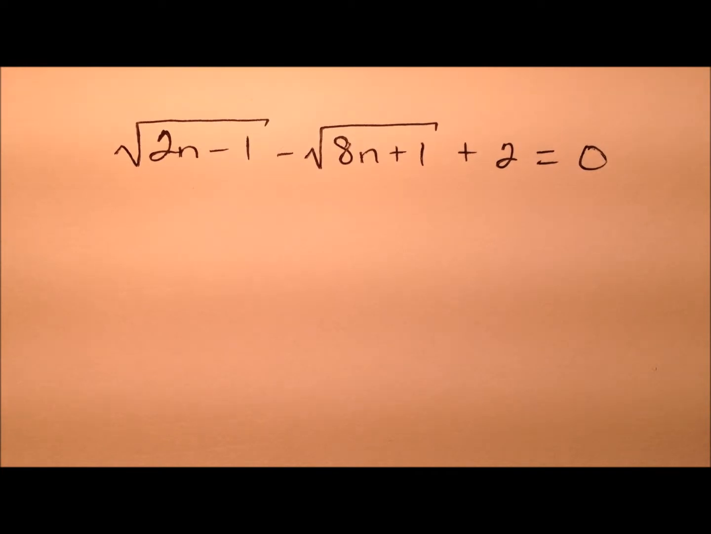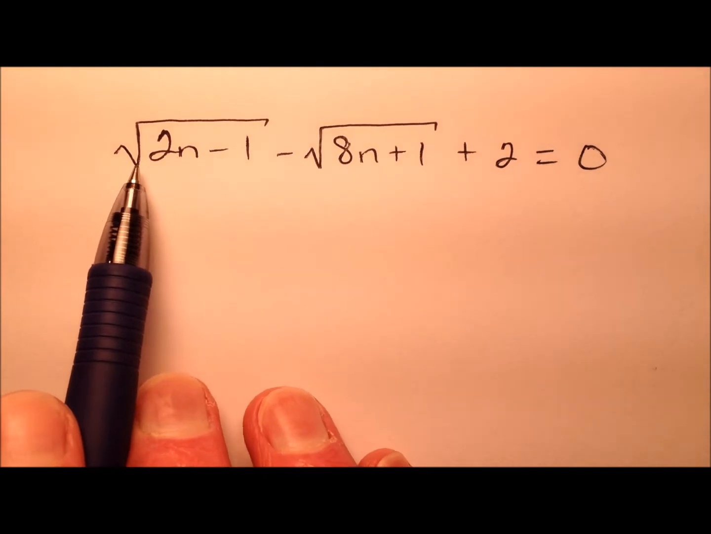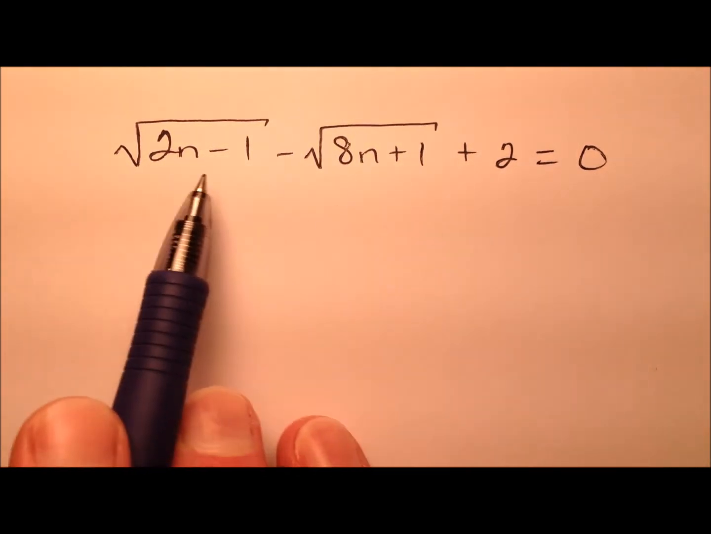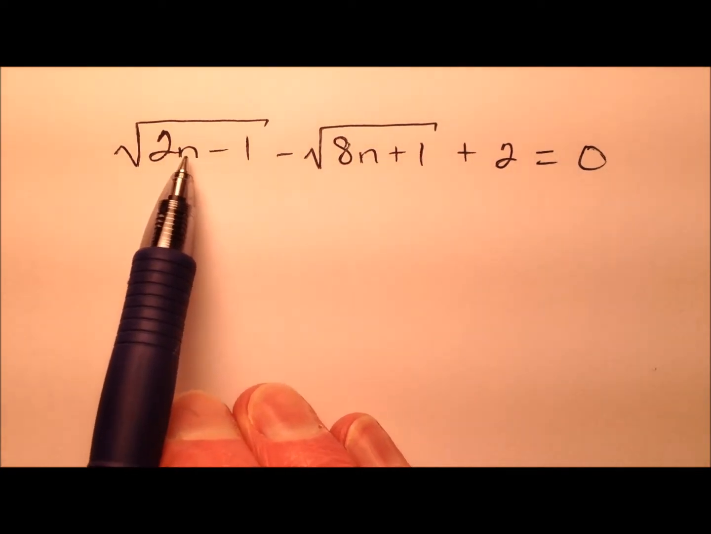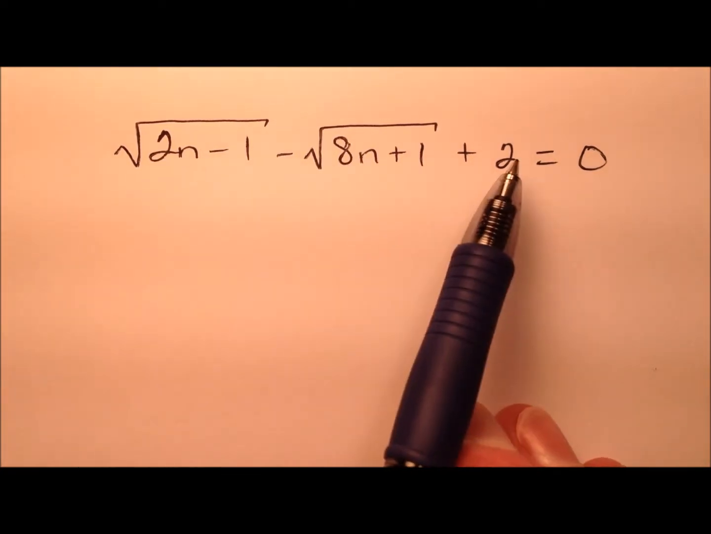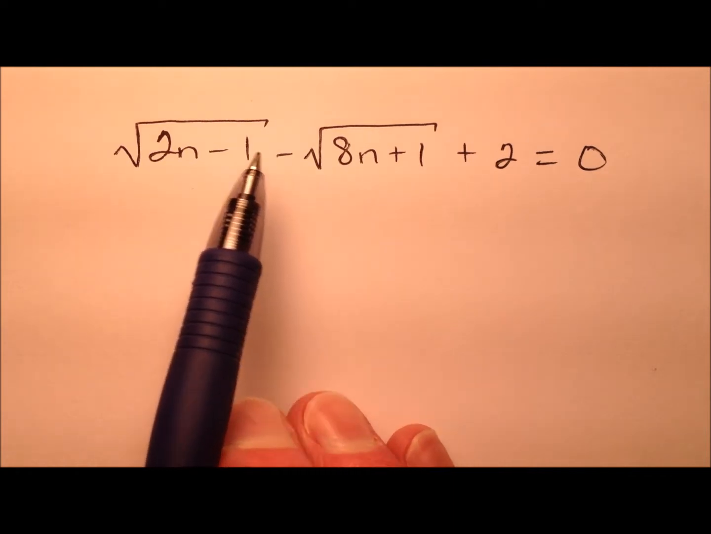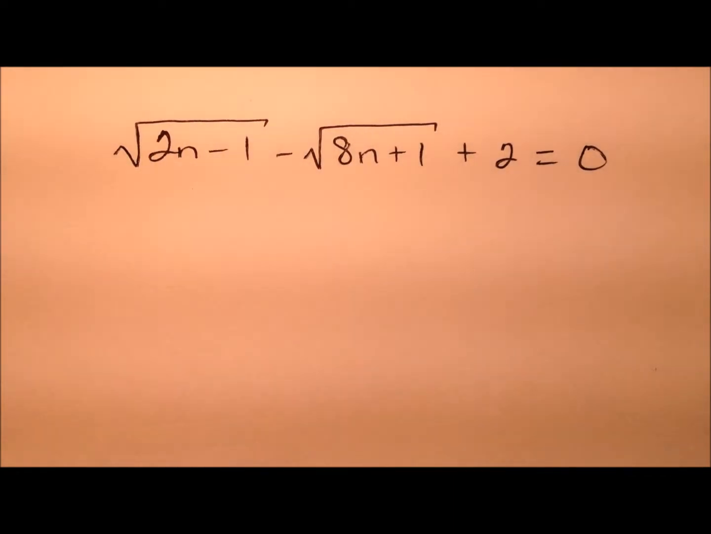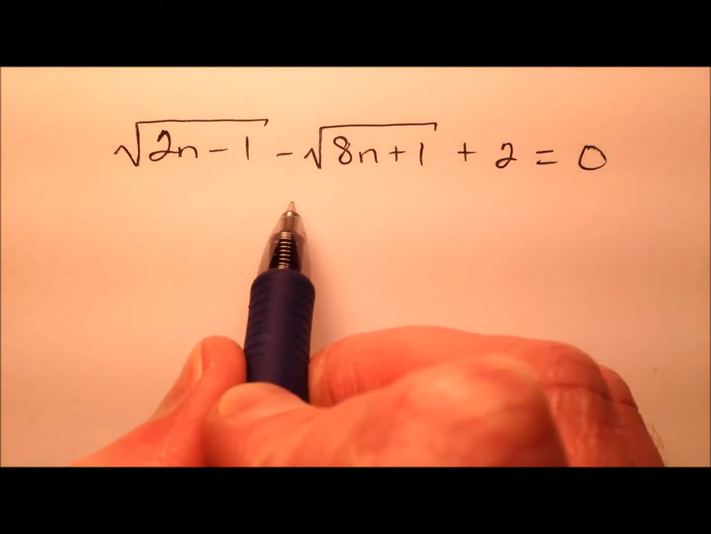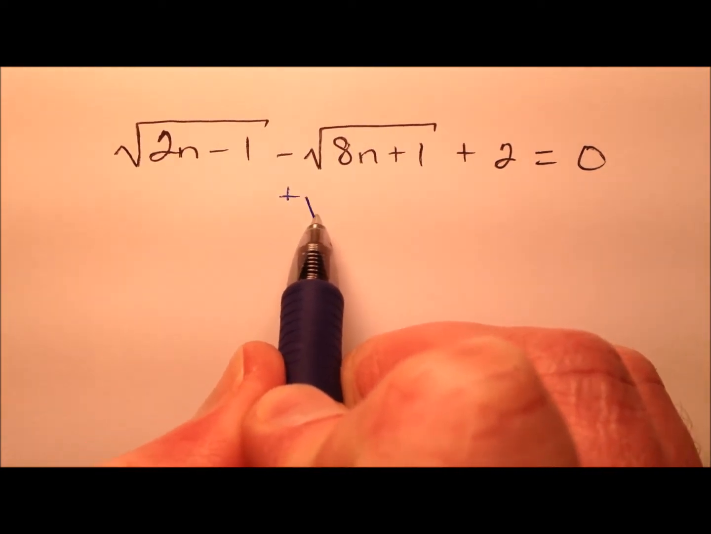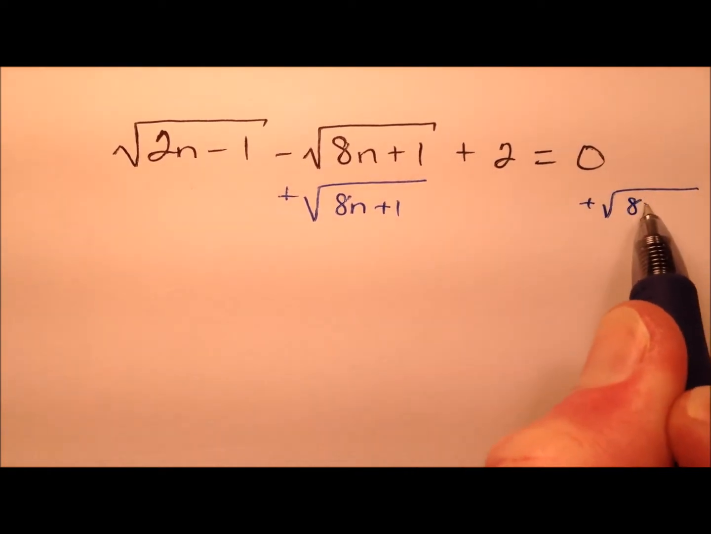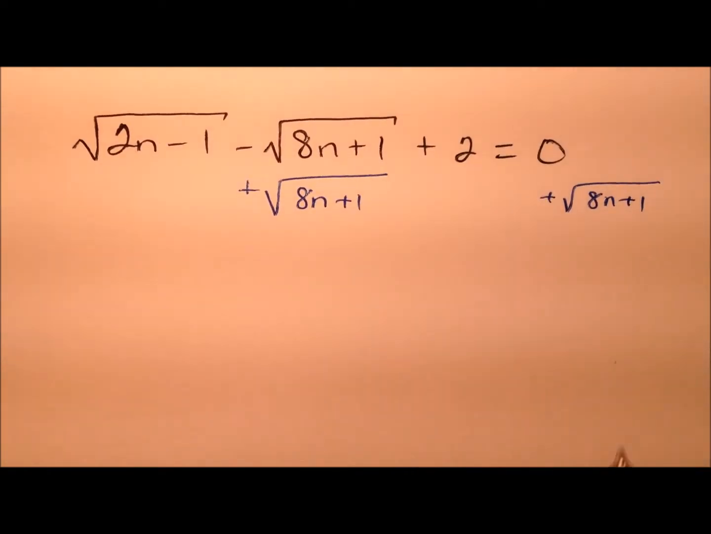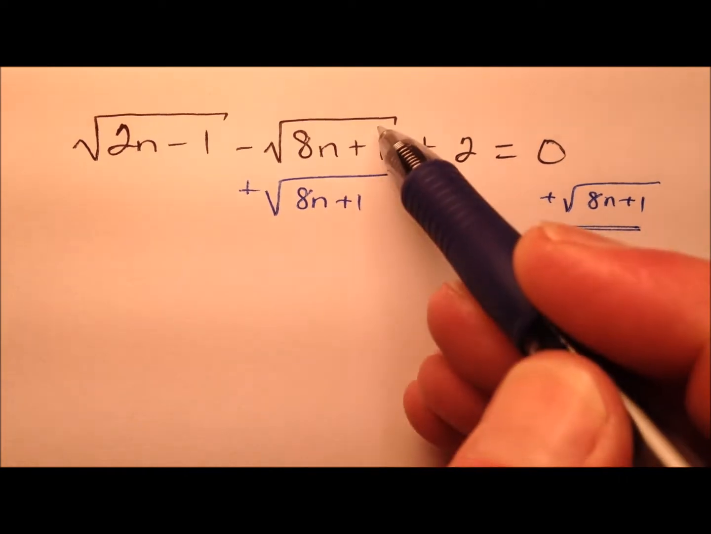In this example, we're going to solve this radical equation. The first thing you'll probably notice is that we have all these terms on the left side equal to 0, and there are, in fact, multiple radical expressions here. In order to facilitate solving this, we would like to isolate one of these two radical expressions and then square both sides. So we're going to add this square root of 8n plus 1 to both sides. That way we'll have this one isolated on the right.